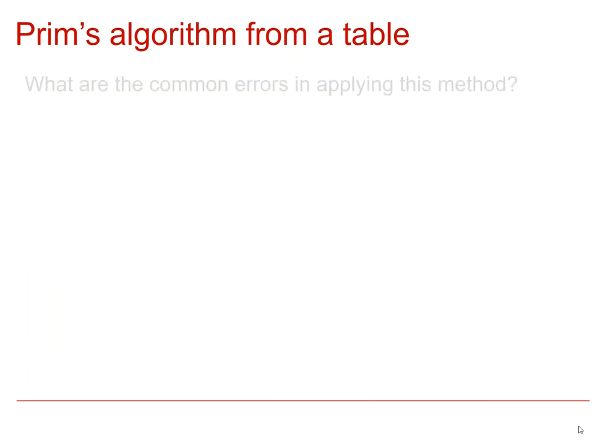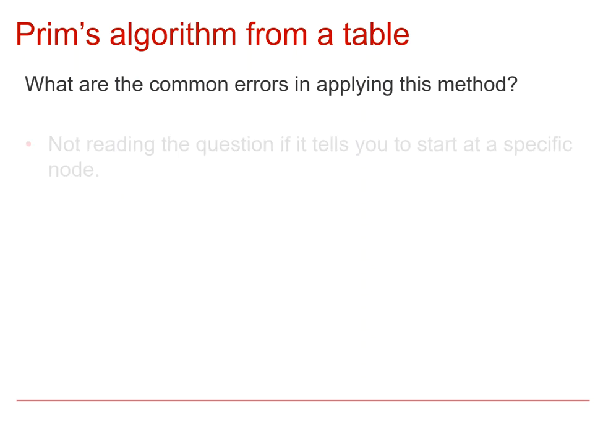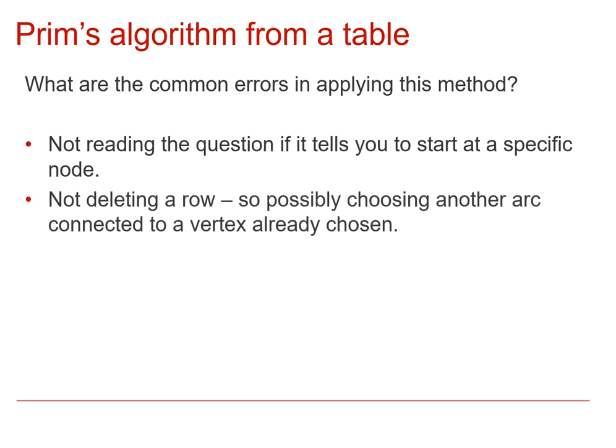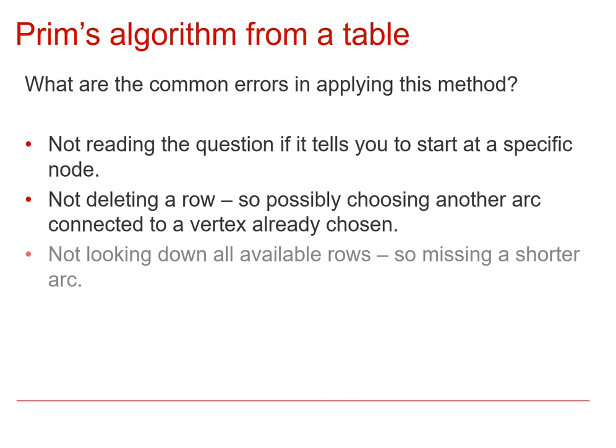So let's have a think about what the common errors might be when using this method, Prim's on a table. Obviously things like if it tells you to start at a specific node, you must do that. It's likely in exams that will happen because it actually makes it much easier to mark. Forgetting to delete a row, because if you forget to delete a row, then obviously you're in danger of accidentally creating a cycle. And of course, it's a lot harder when you've got a table to notice if you've done that. If you're doing it pictorially, then you might spot a cycle, but it's harder to do that on a graph, so you need to be more careful.